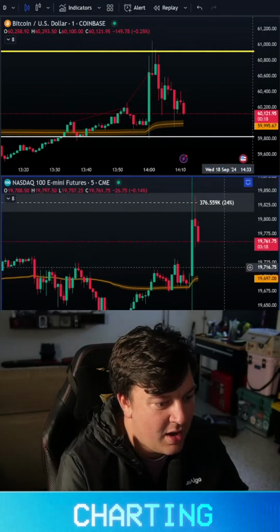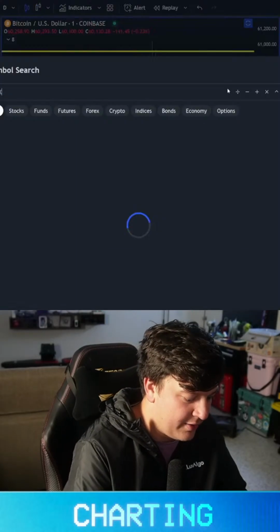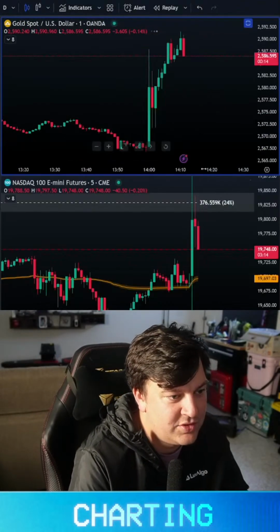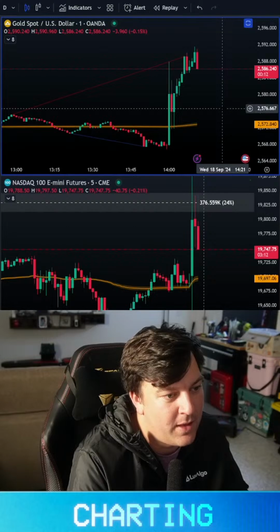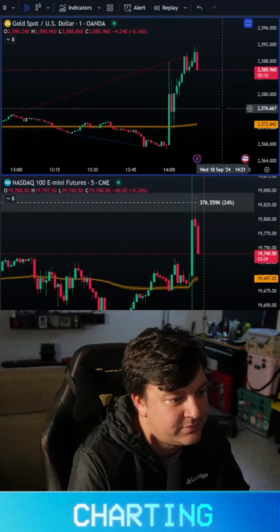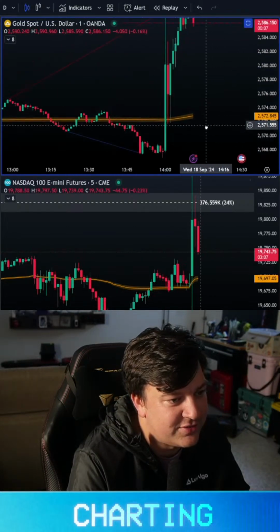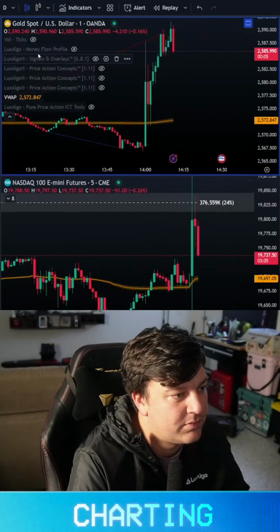Bitcoin coming back down. The U.S. coming back down. Let's look at gold here. How'd gold react? Usually gold has a bigger single move. Yep, upside. Coming back down now. Ooh, bullish divergence. Crazy moves.